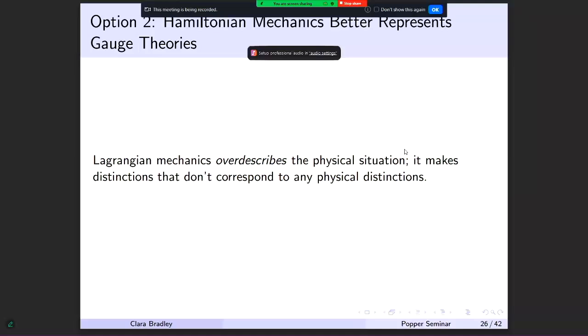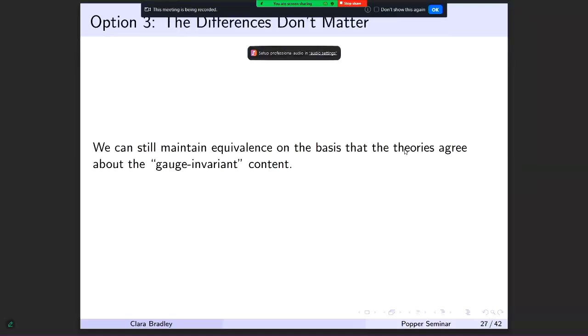And then the final view one might take is to say, well, neither of these is right. Really, the differences that we're pointing to here don't matter. We can still maintain equivalence between these theories on the basis that these theories agree about what the content of these theories is that's invariant under all of our gauge symmetries, and that that's all that matters for equivalence. And indeed, this seems to be the sort of view that physicists make. So what we're going to do is think about all of these options in turn and think about in what sense one can spell them out or not.